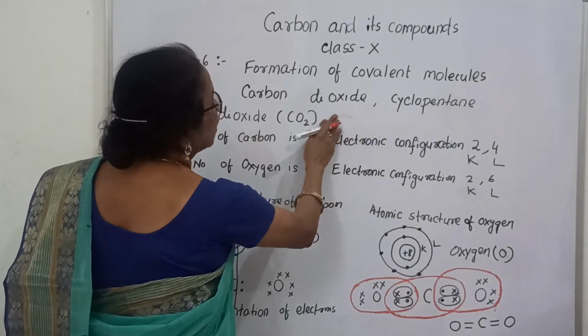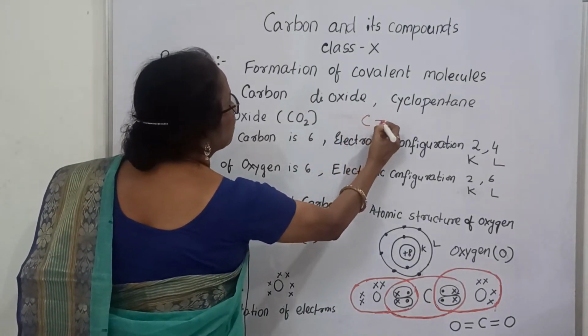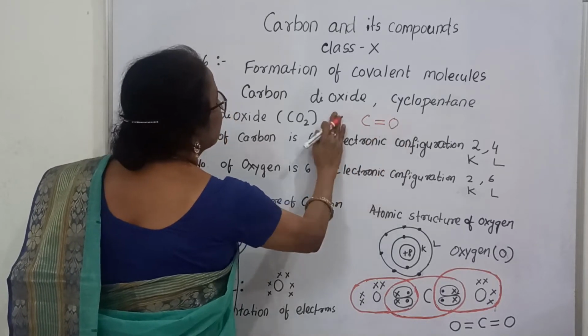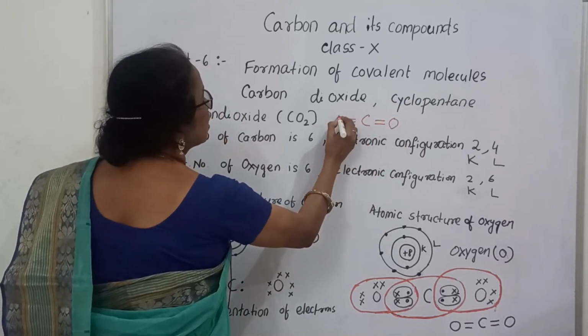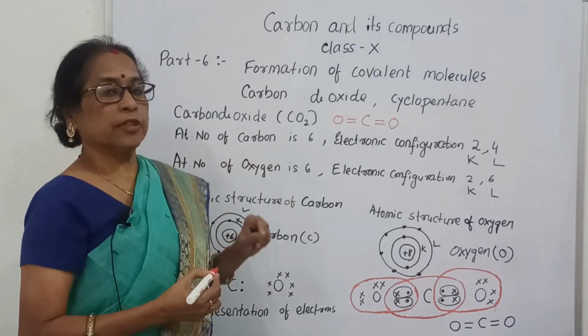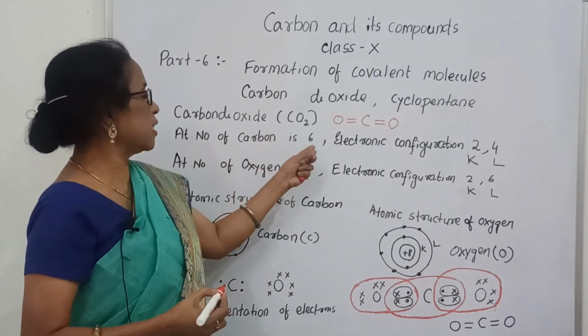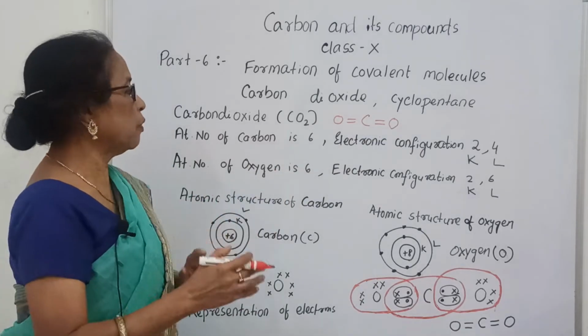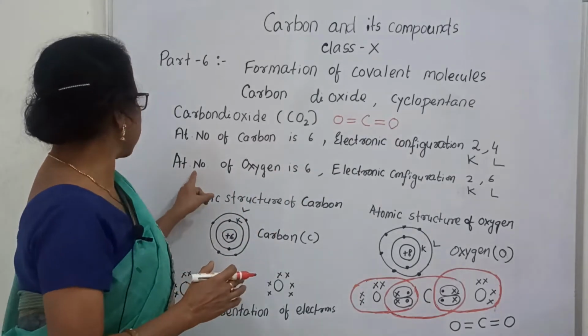Here you can put in middle C, and here this is 1, and here this is 1. This is the conclusion. Now again you can see atomic number of carbon 6, electronic configuration 2, 4, K, L shell respectively.